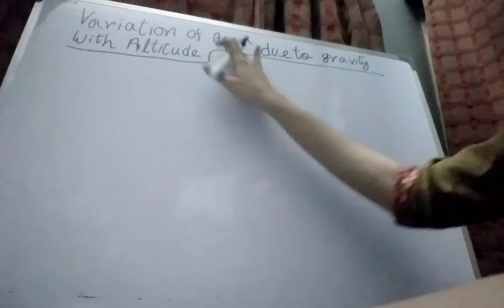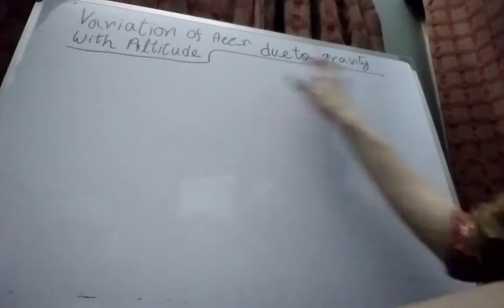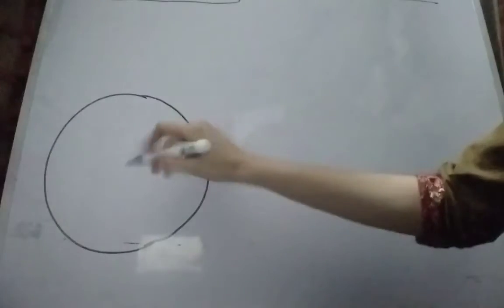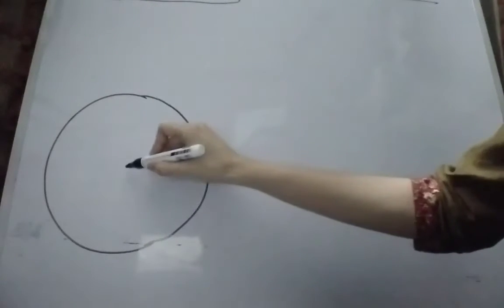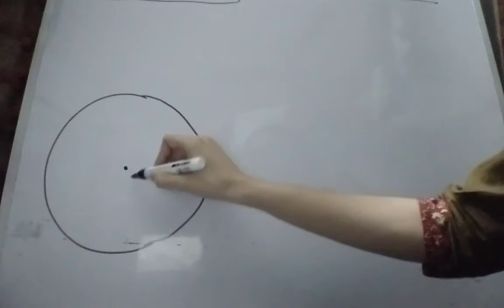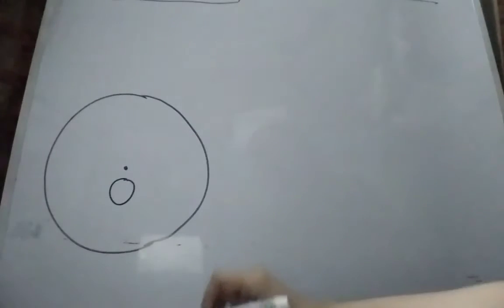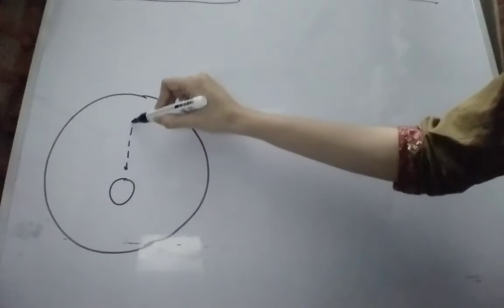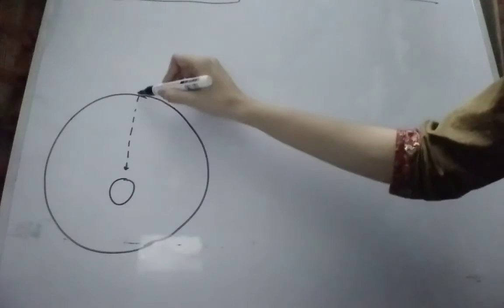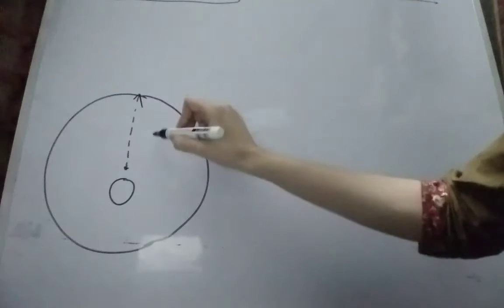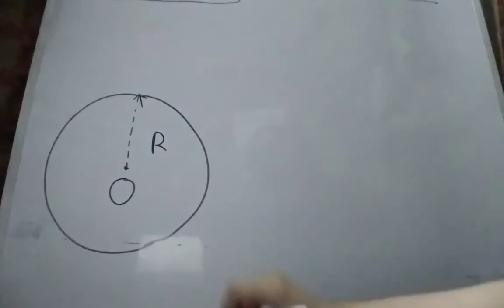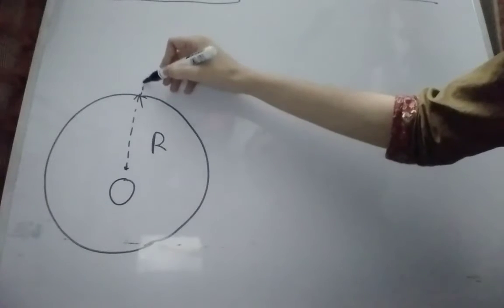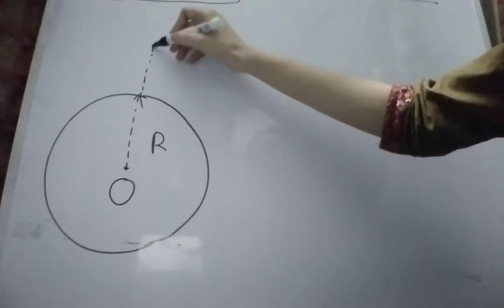Now we will discuss the variation of acceleration due to gravity with altitude. Let this be the earth. This is the center of the earth, and we are naming it O. The radius, that is the distance between the center of the earth and the surface of the earth, is capital R.